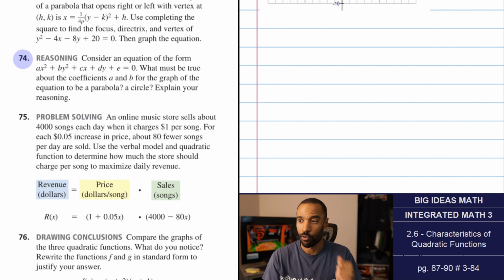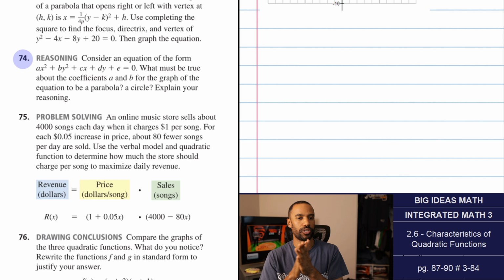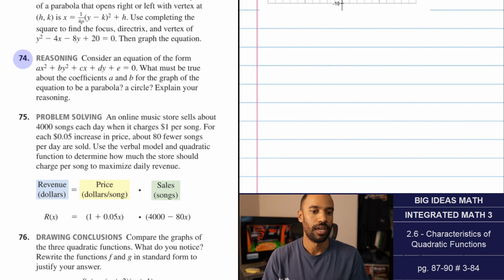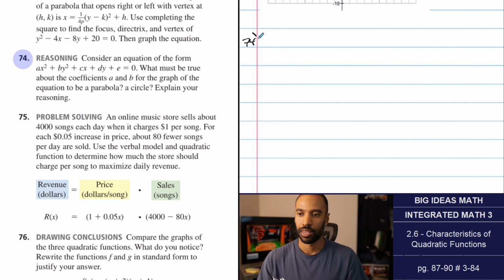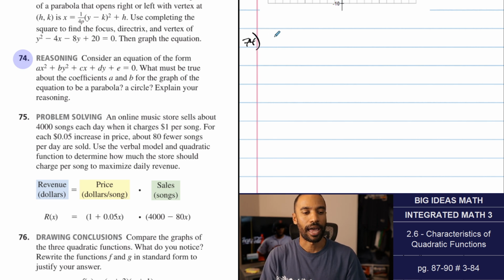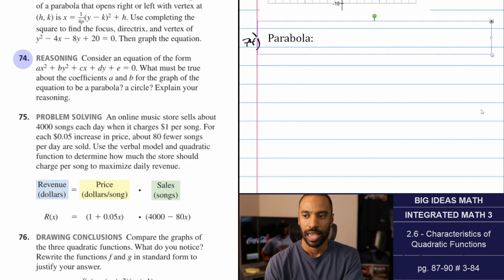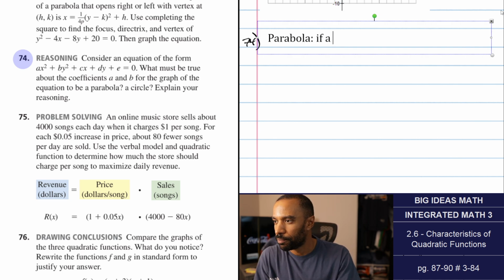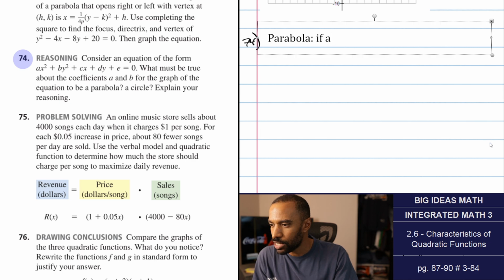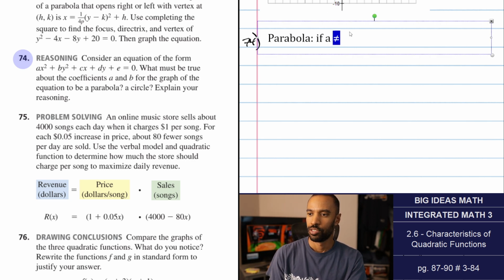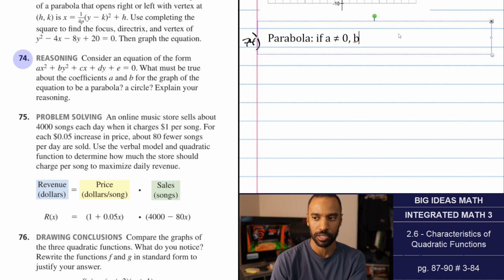Consider an equation of the form ax squared plus by plus and so on equals 0. What must be true about the coefficients a and b for the graph of the equation to be a parabola, a circle? Explain your reasoning. So the thing about these is, to be a parabola, and I don't know if they mean sideways facing versus other, it's okay. For a parabola, if a doesn't equal 0, then b would have to be 0.